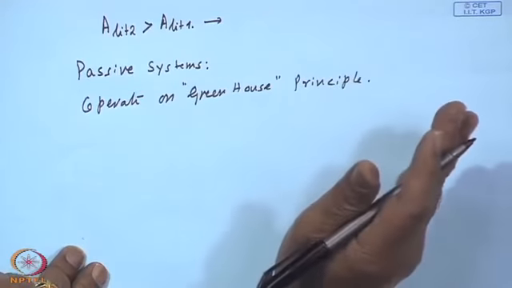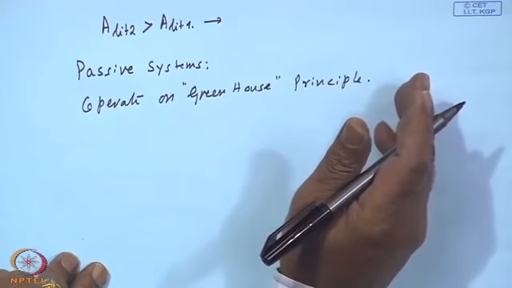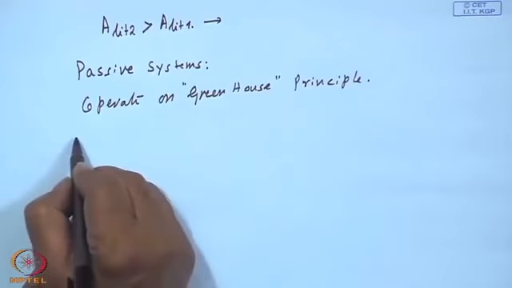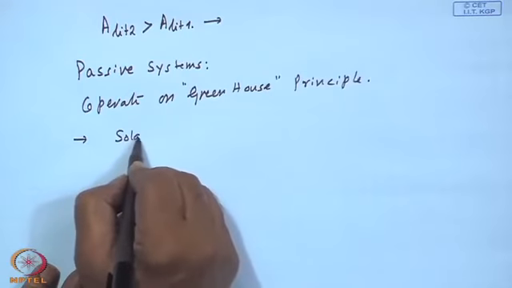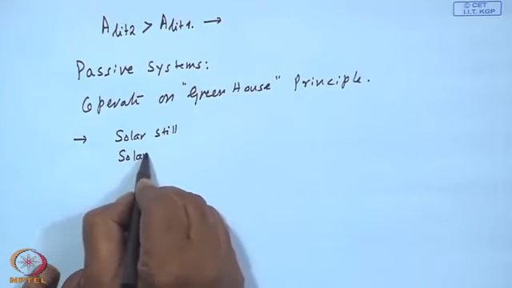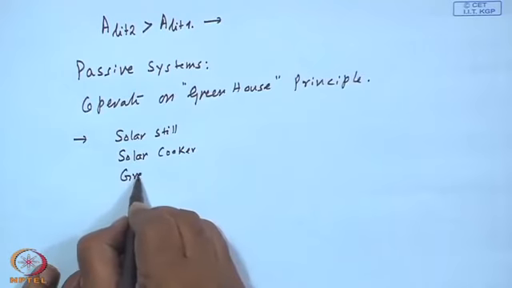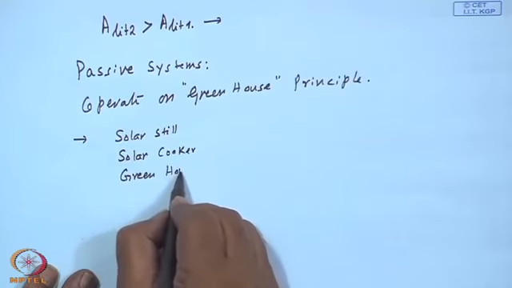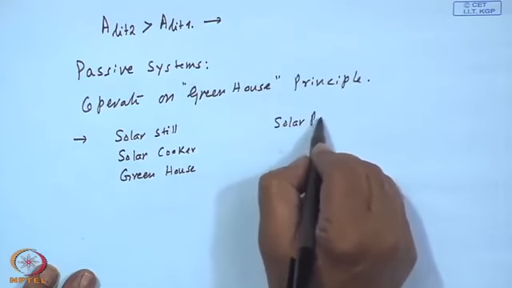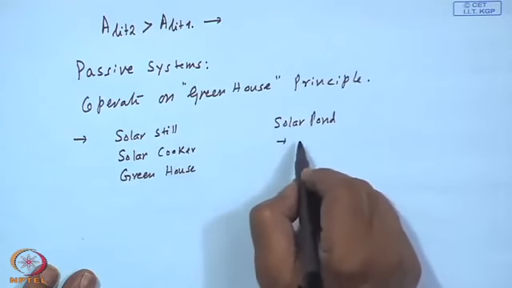You let in the solar radiation, but the radiation emitted at a longer wavelength will not escape, right. It could be a solar still or a solar cooker or the traditional greenhouse itself. Of course, the solar pond comes under a different category, it is not the greenhouse principle.